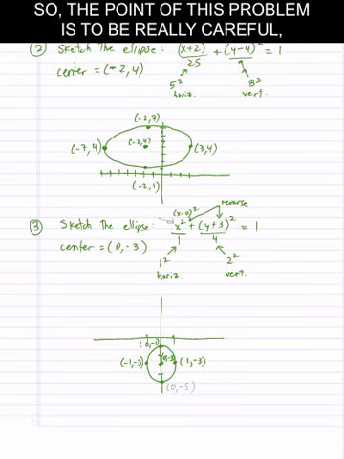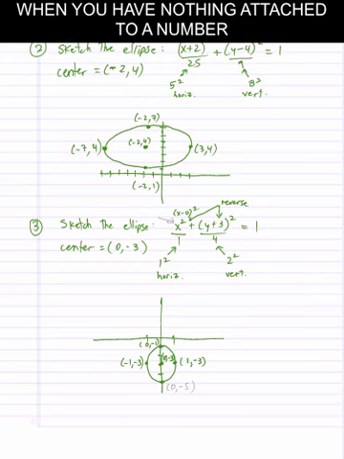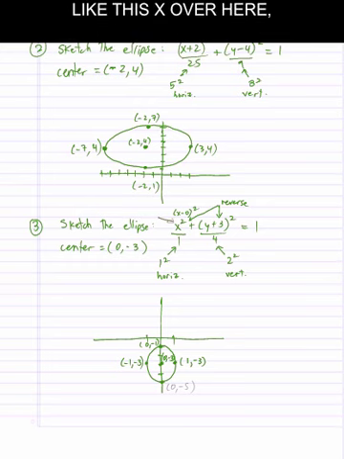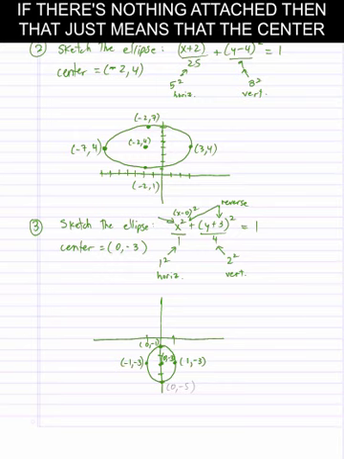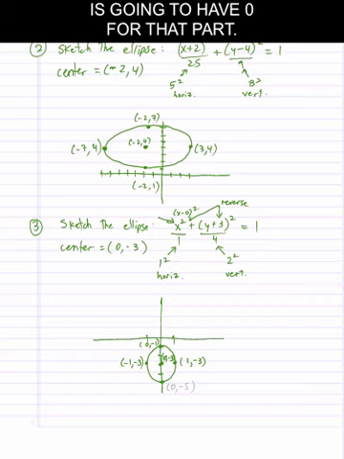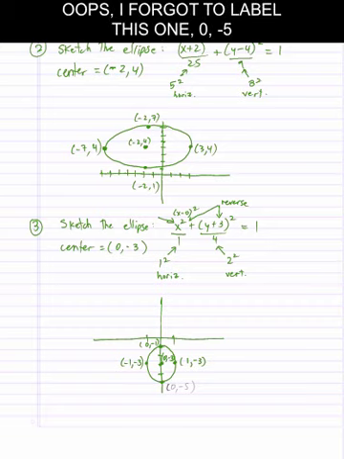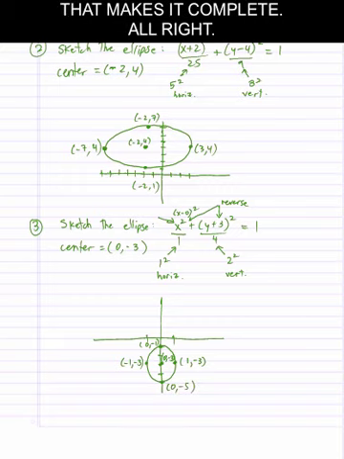So the point of this problem is to be really careful when you have nothing attached to a number like this x over here. If there's nothing attached, then that just means that the center is going to have 0 for that part. Oops, I forgot to label this one. 0, negative 5. That makes it complete.